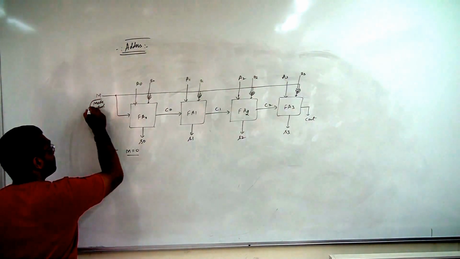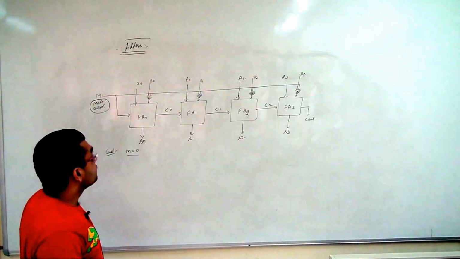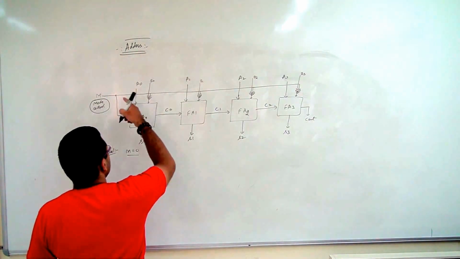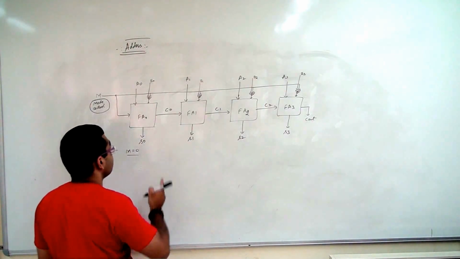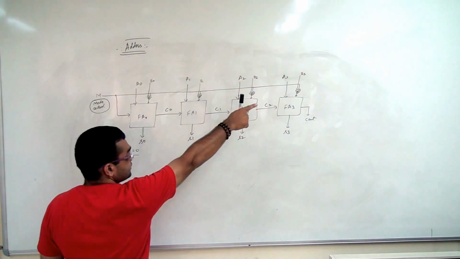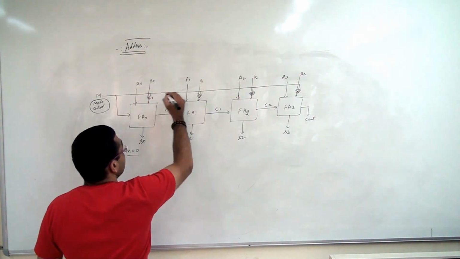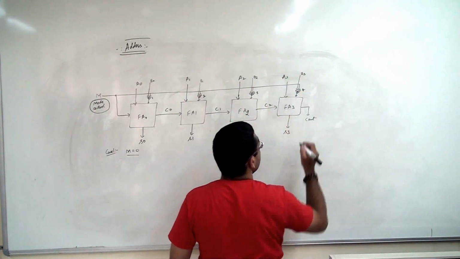What is the function actually, we will see in a little while. Suppose M is 0. M is going as the input to the first full adder, FA0, and also as the input to these XOR gates. I have put in 4 XOR gates: gate 1, gate 2, gate 3 and gate 4.